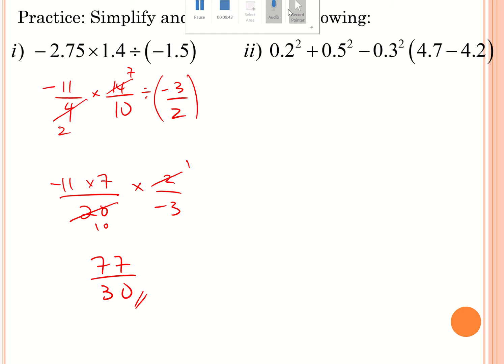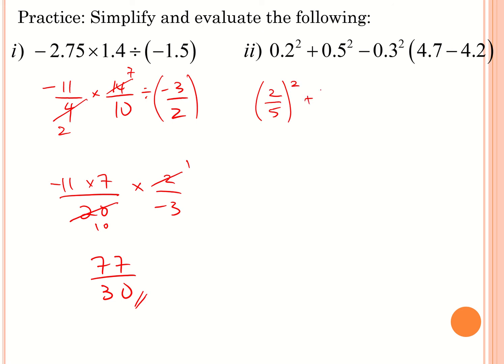Okay, you can pause this part. Let students try again. Okay, so again, I'm going to change each of these into a fraction. So 0.2 is 2/5 being squared. Plus, 0.5 is half, so 1/2 squared minus, 0.3 is like 3 over 10 squared, and then I'm going to subtract this part. 4.7 minus 4.2 is 0.5, like that.